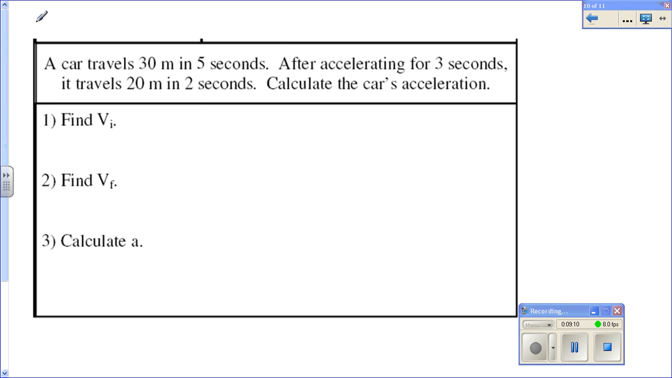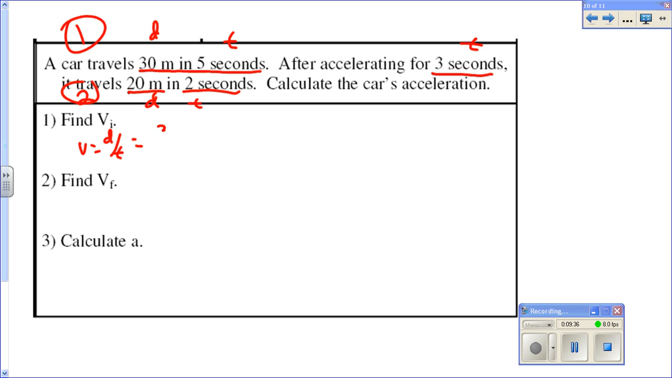All right, a car travels 30 meters in 5 seconds. On this one, we're going to have to find our velocity, because this is time and this is distance. After accelerating for 3 seconds, that's time, it travels 20 meters in 2 seconds, so that's a distance and that's a time. This is our first, this is our second. So V equals D over T. 30 over 5 equals 6 meters per second. The second one is you travel 20 meters in 2 seconds. So V equals D over T equals 20 over 2 equals 10 meters per second.